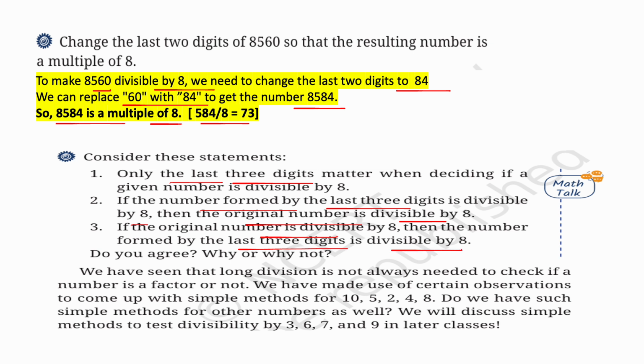We have seen that long division is not always needed to check if a number is a factor or not. We have made use of certain observations to come up with simple methods for 10, 5, 2, 4, 8. Do we have such simple methods for other numbers as well? We will discuss simple methods to test divisibility by 3, 6, 7 and 9 in later classes.